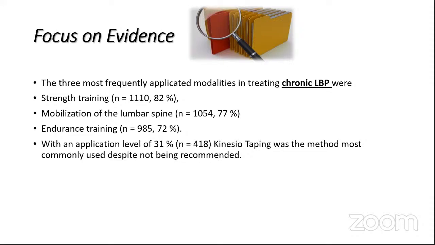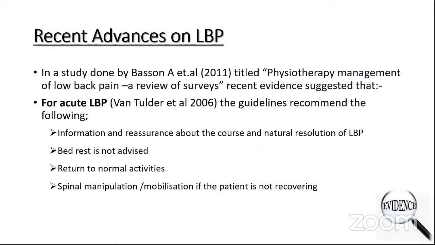Okay. So basically this article tells you about the treatment protocol which the researchers have used in chronic and acute low back pain. Another research, titled Physiotherapy Management of Low Back Pain, a review of surveys, suggested that for acute low back pain patients, they have used the guideline, where they have informed the patient and reassured them about the course and nature of resolution of low back pain, which means that they have told them that if you are having acute low back pain, then it may get resolved in 2 to 3 weeks.